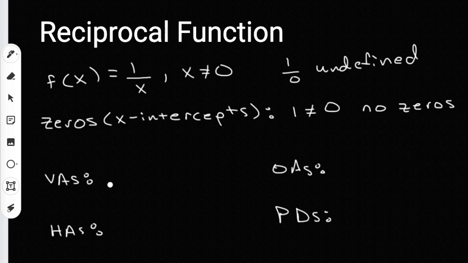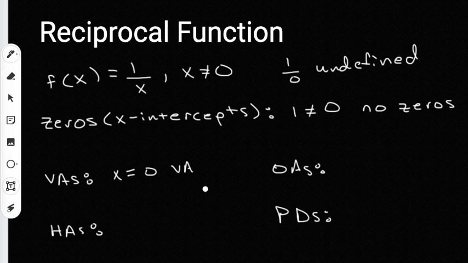Okay, so we can also find asymptotes. Now, there are 3 different types of asymptotes: vertical, horizontal, and slant, also known as oblique asymptotes. If you want to find the vertical asymptotes, what you want to do is set the bottom equal to 0. So if I set the bottom equal to 0, I get x equals 0, and that is my vertical asymptote.